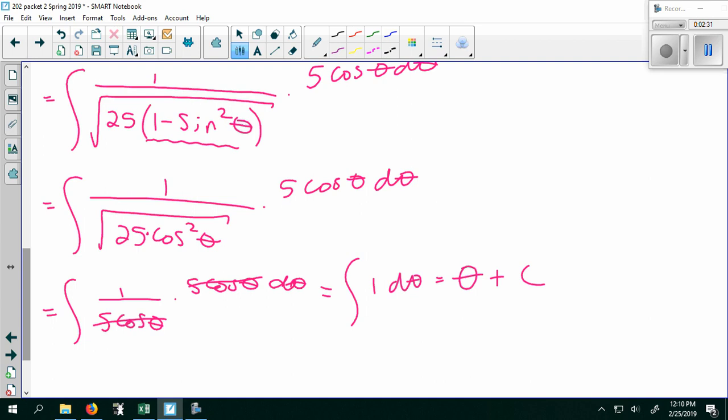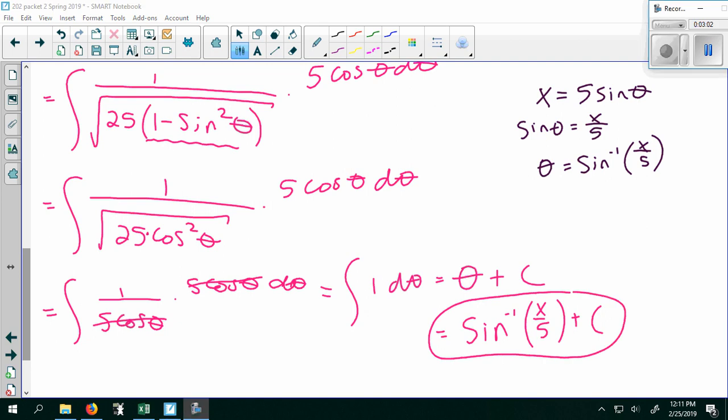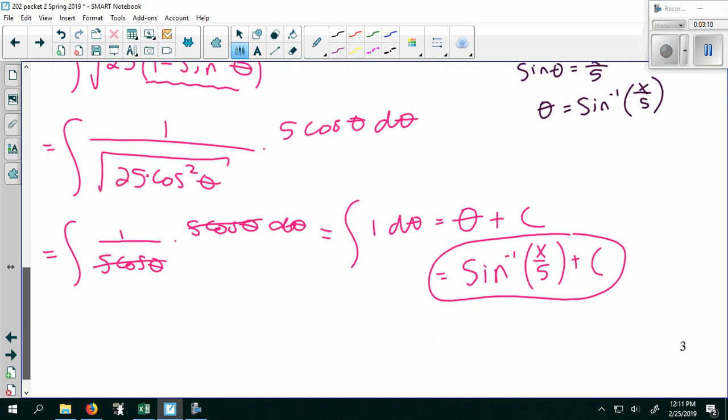Now I have to replace theta. So I have to remember my original substitution was x equals 5 sine theta. So I'm just going to solve that for theta. So sine theta equals x over 5, which means theta is the inverse sine of x over 5, or the arc sine, whichever you like to use. So this is the inverse sine of x over 5 plus c. Okay, so that one was pretty much just like the demo. Now we'll do a couple that have some interesting twists.